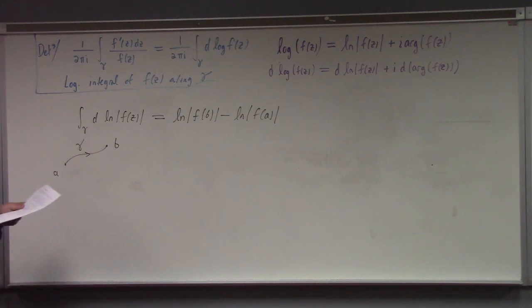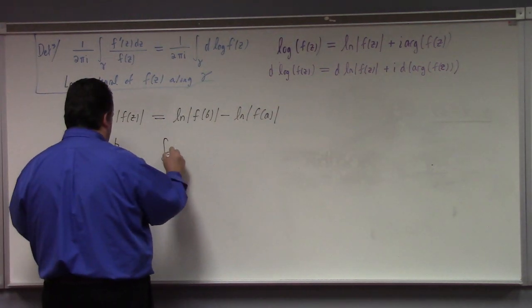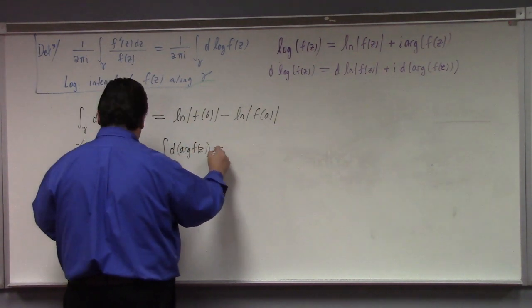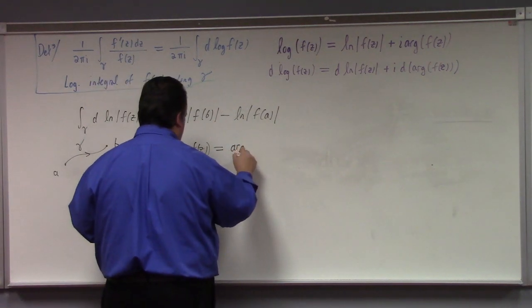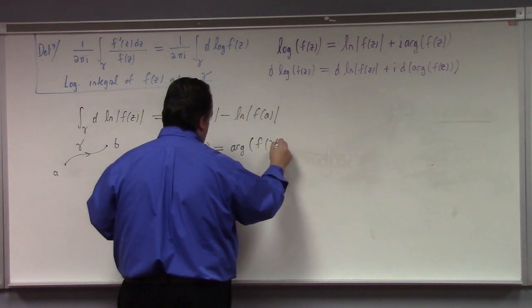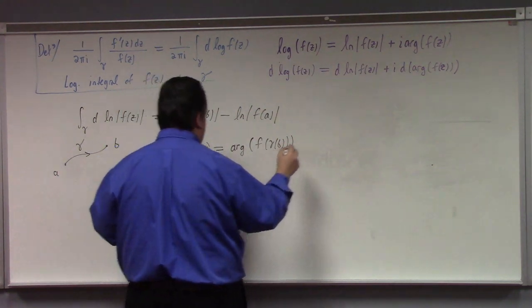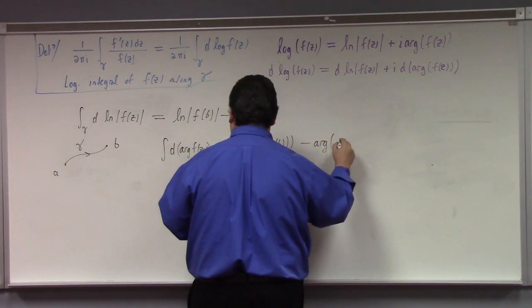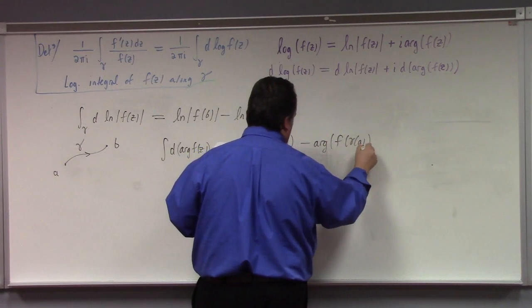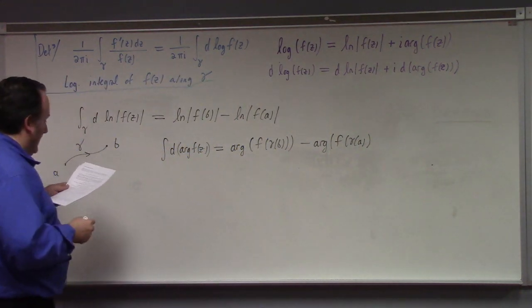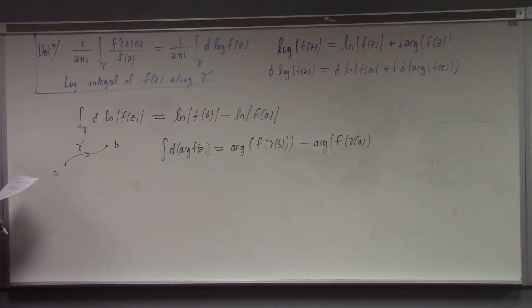And so what this tells you is that the integral of the differential of the argument of f of z is equal to arg of f of gamma of b minus arg of f of gamma of a. And for a piecewise smooth curve, we simply repeat this calculation along each piece and obtain the net change in the argument as we trace out the curve.